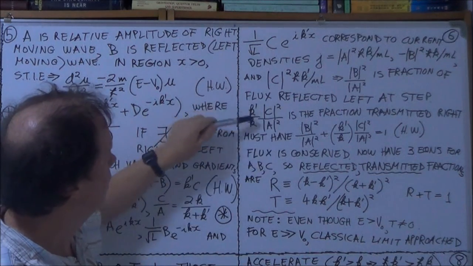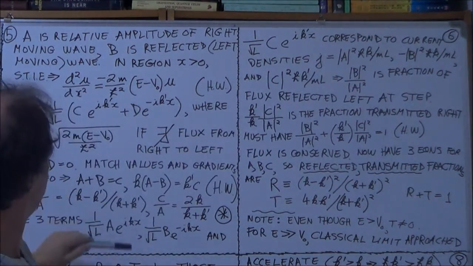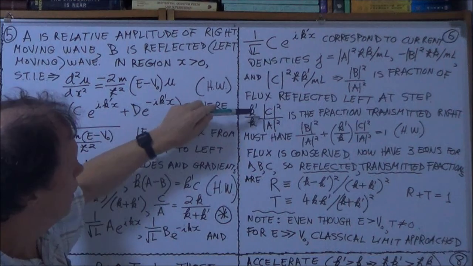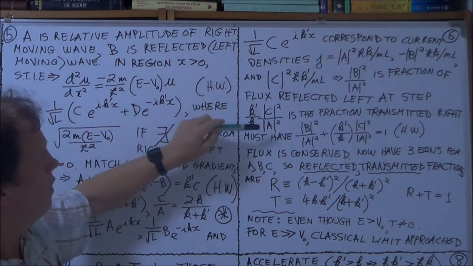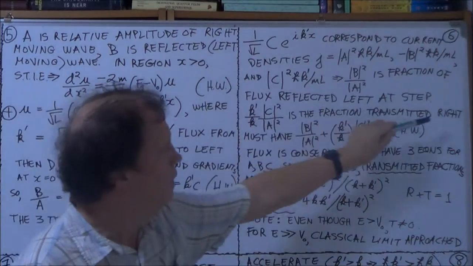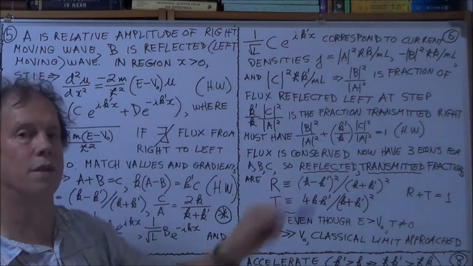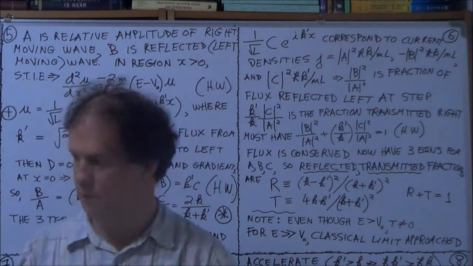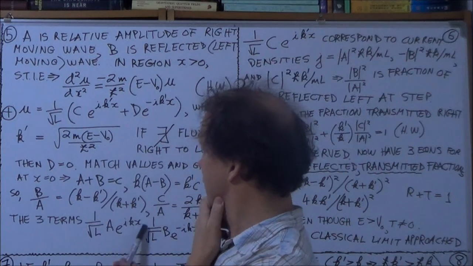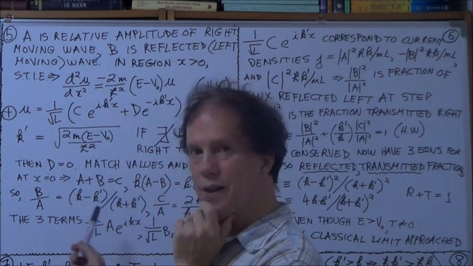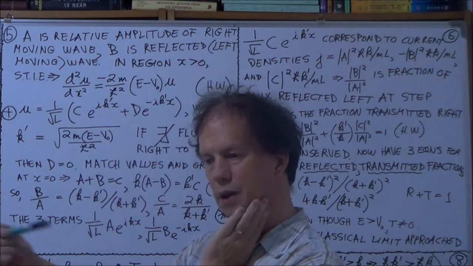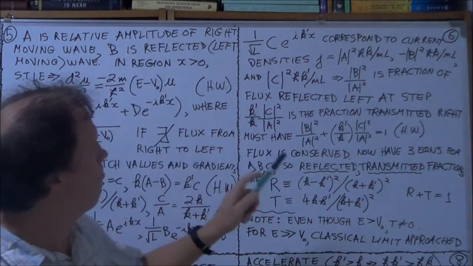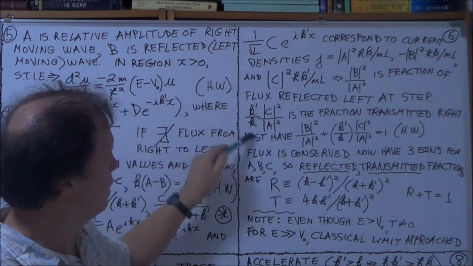Now we know C over A from here, so we can easily find, you just square it, get C squared over A squared. And if you multiply it by K dashed over K, that's the fraction that gets transmitted to the right. So it's the fraction of your incoming, if you like, of this wave function coming in from the left that gets transmitted, that goes through the barrier and keeps going. And that fraction is this.